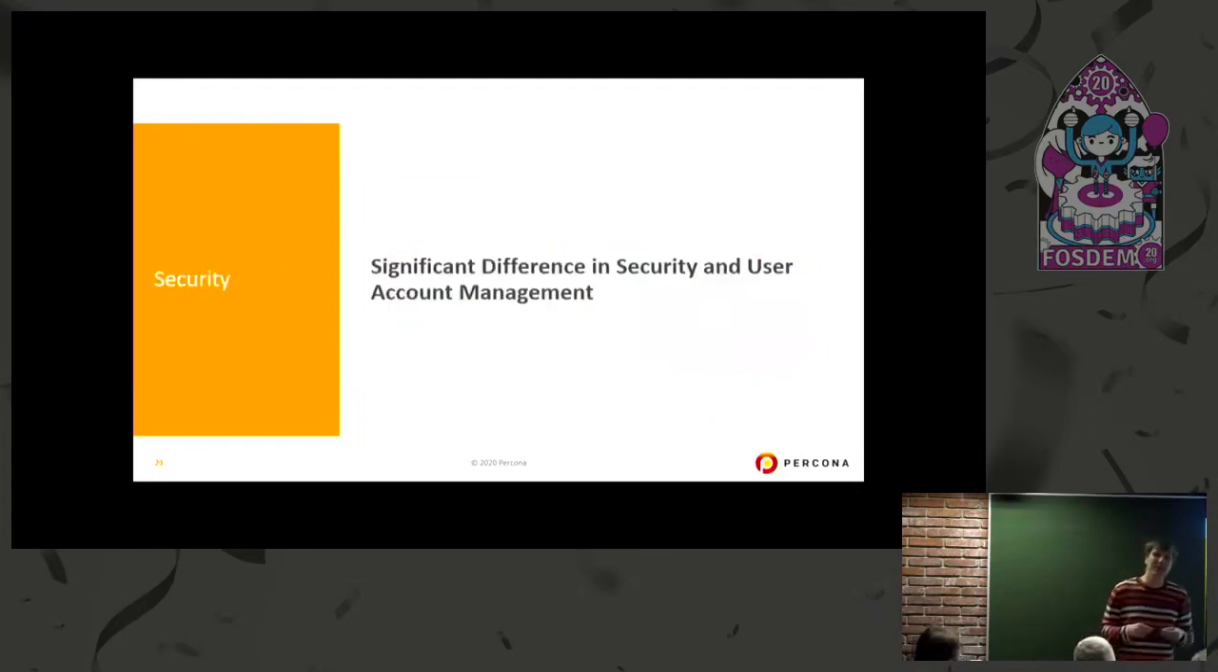Security. That is another piece which is very different between MySQL and MariaDB, right? How you manage user accounts, especially if you use advanced features like roles and plugins, is very different. I don't have any time to go into details, one minute.